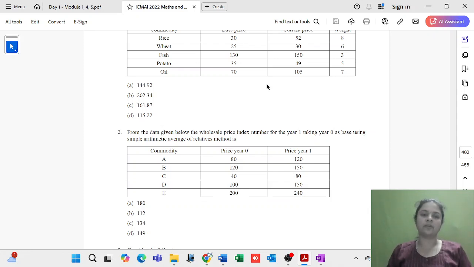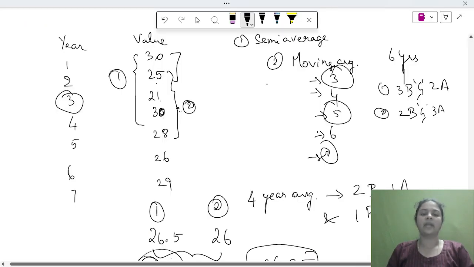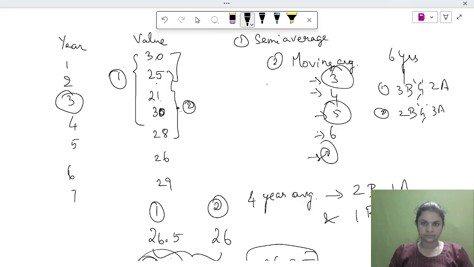The questions are repeated from the same pattern. They are asking you to calculate either average relatives method or aggregate method. So, by reading the question clearly, you will know what method they are asking you to calculate: the index number, the trend, moving average or semi average, whatever it is. Based on what is asked, apply the formula. Again, this is an out and out formula based chapter. Is it clear? Any doubts in this chapter? Any doubts, friends?